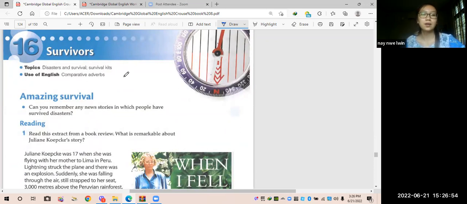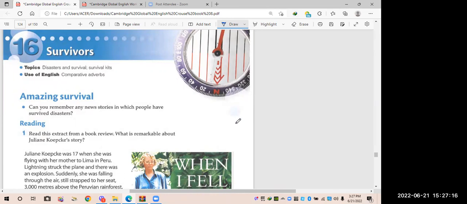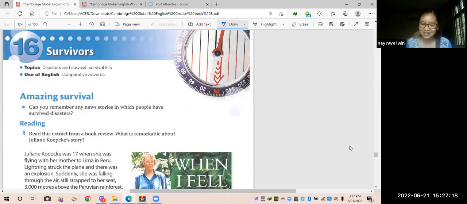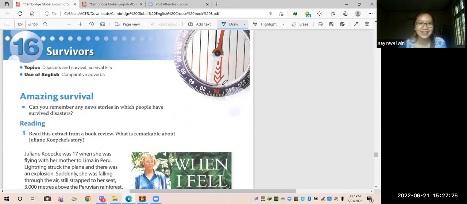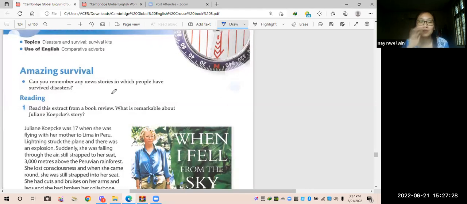So we'll go back to the course book again. The question that we need to discuss is, can you remember any news stories in which people have survived a disaster? Have you ever heard about the stories about the survivors? Not even one? Maybe, but I couldn't remember. Okay then, whatever. So we'll move to reading.